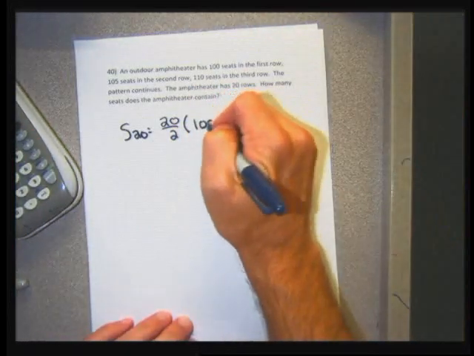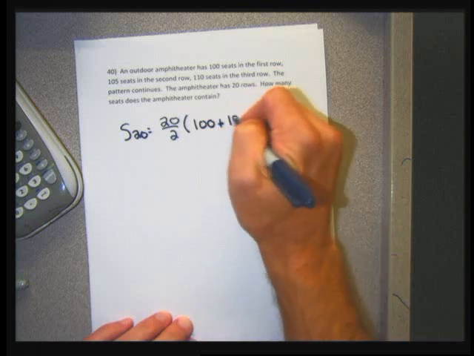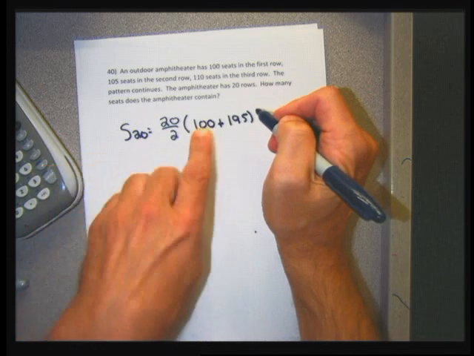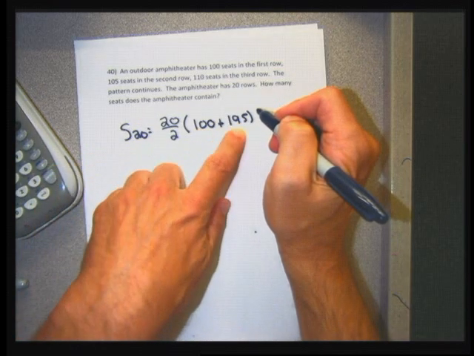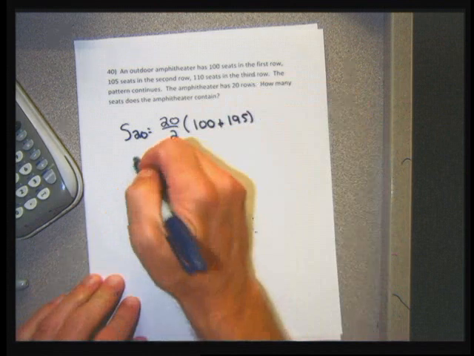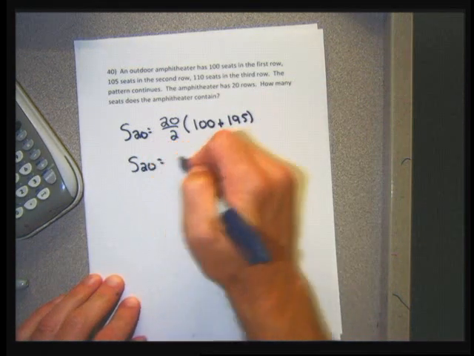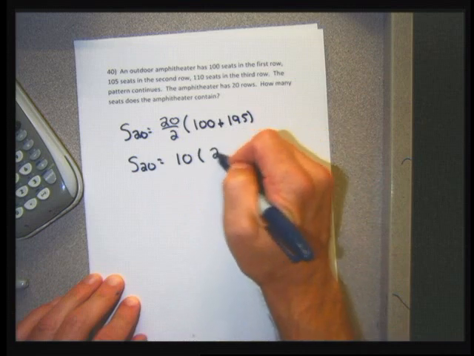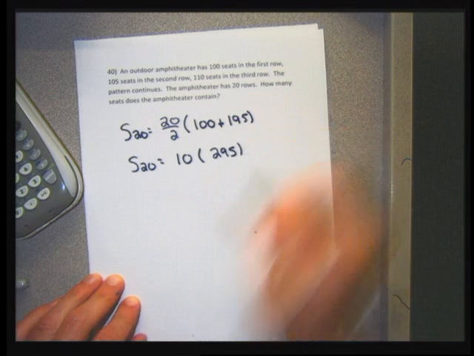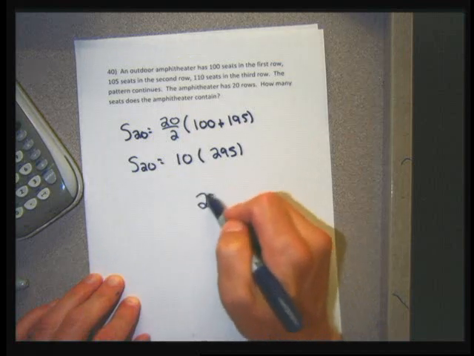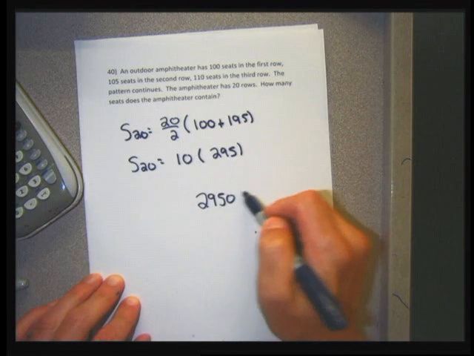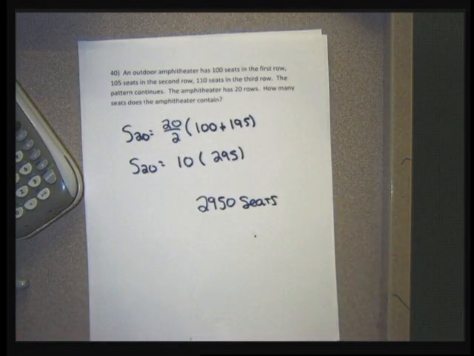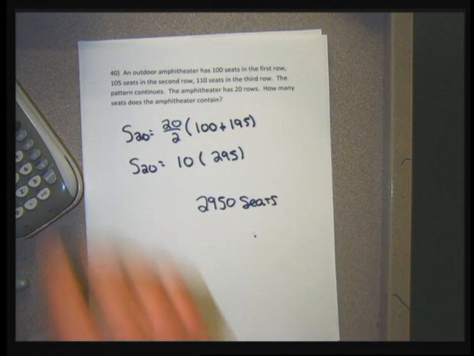So the number of seats in this amphitheater, because there are 20 rows, is 20 divided by 2 times the number of seats in the first row plus the number of seats in the last row. The sum of 20 numbers from an arithmetic sequence is 10 times 295, assuming I added those properly. And that's going to be 2,950 seats. So this particular amphitheater, if I counted up all the seats, would have 2,950 seats.